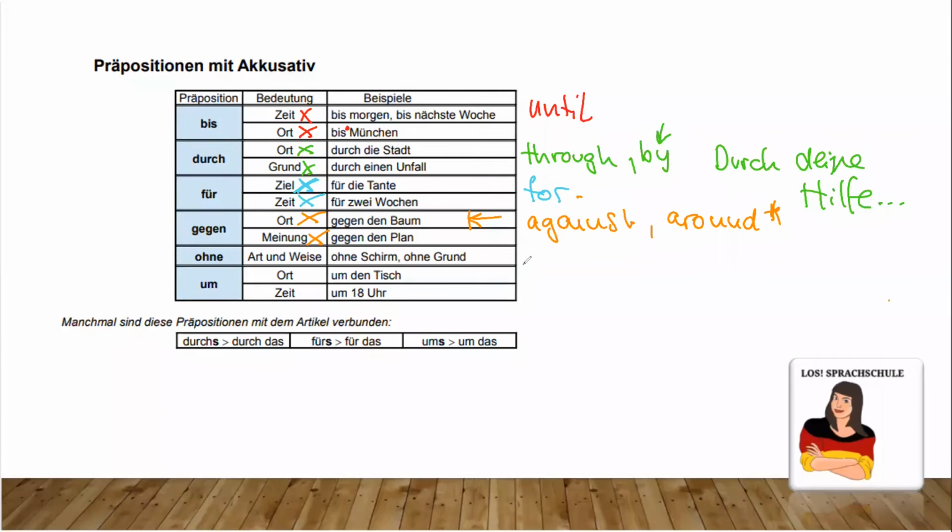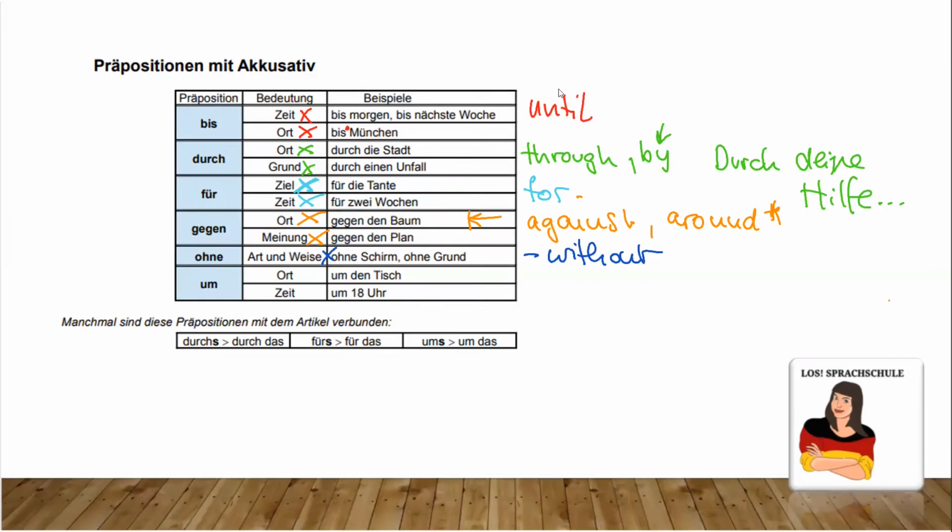Ohne. Ohne means without, and it only has one meaning. This makes it quite easy. How we do something without something. Ohne Schirm, without an umbrella. Ohne Grund, without a reason.